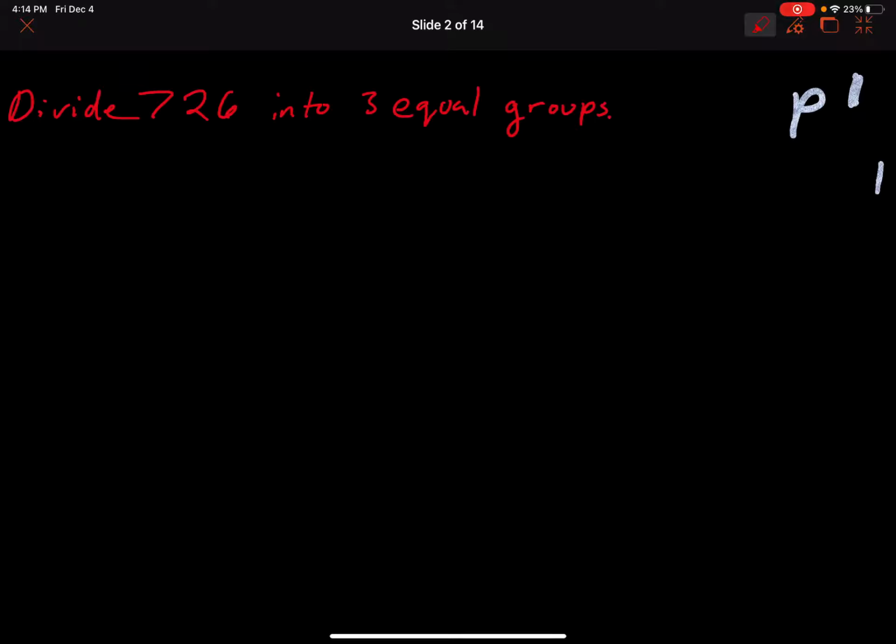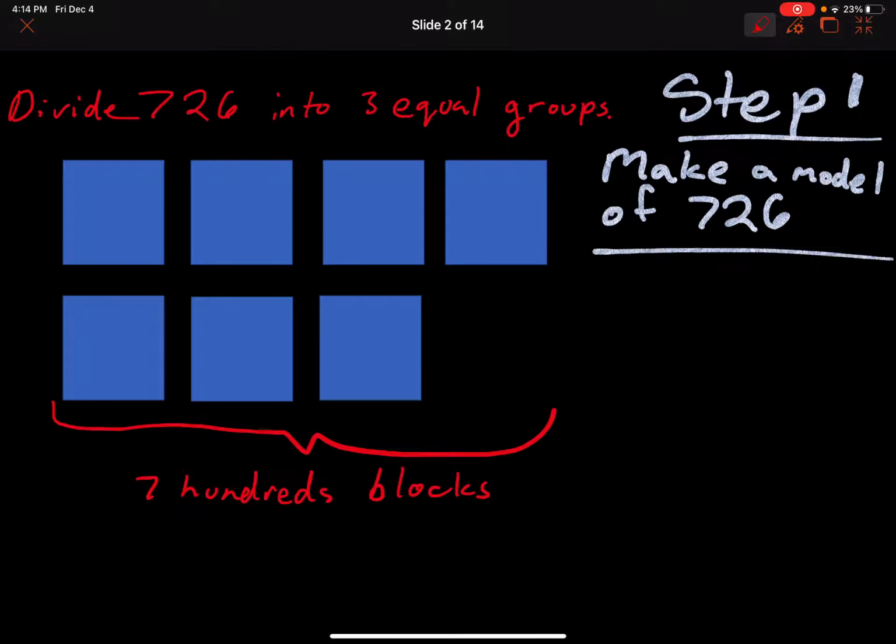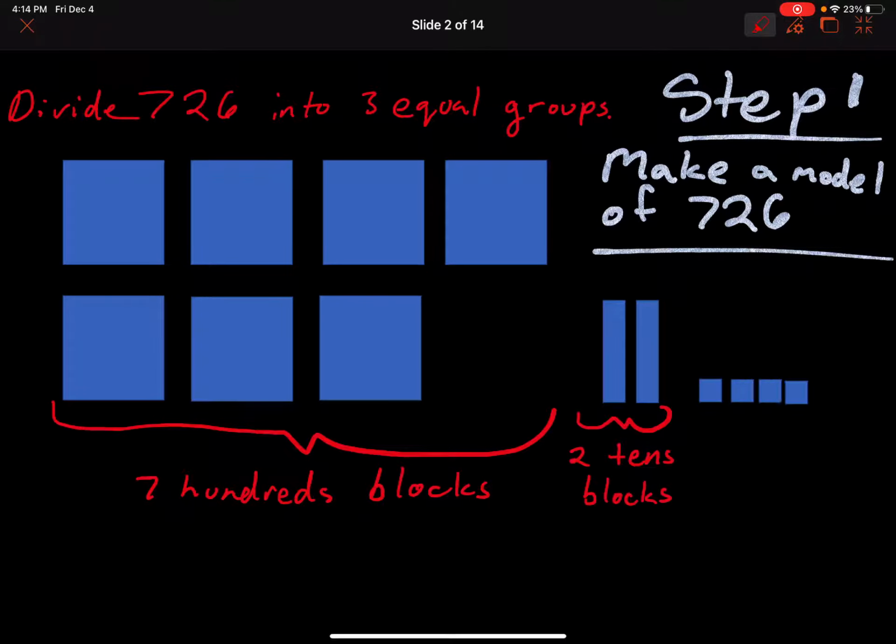So if I'm going to divide 726 into 3 equal groups, I'm going to show you why the standard algorithm works for long division by using base 10 materials. So step 1, I'm going to build a model. So I have 7 hundreds blocks here. Then I have 2 tens blocks and 6 ones blocks.